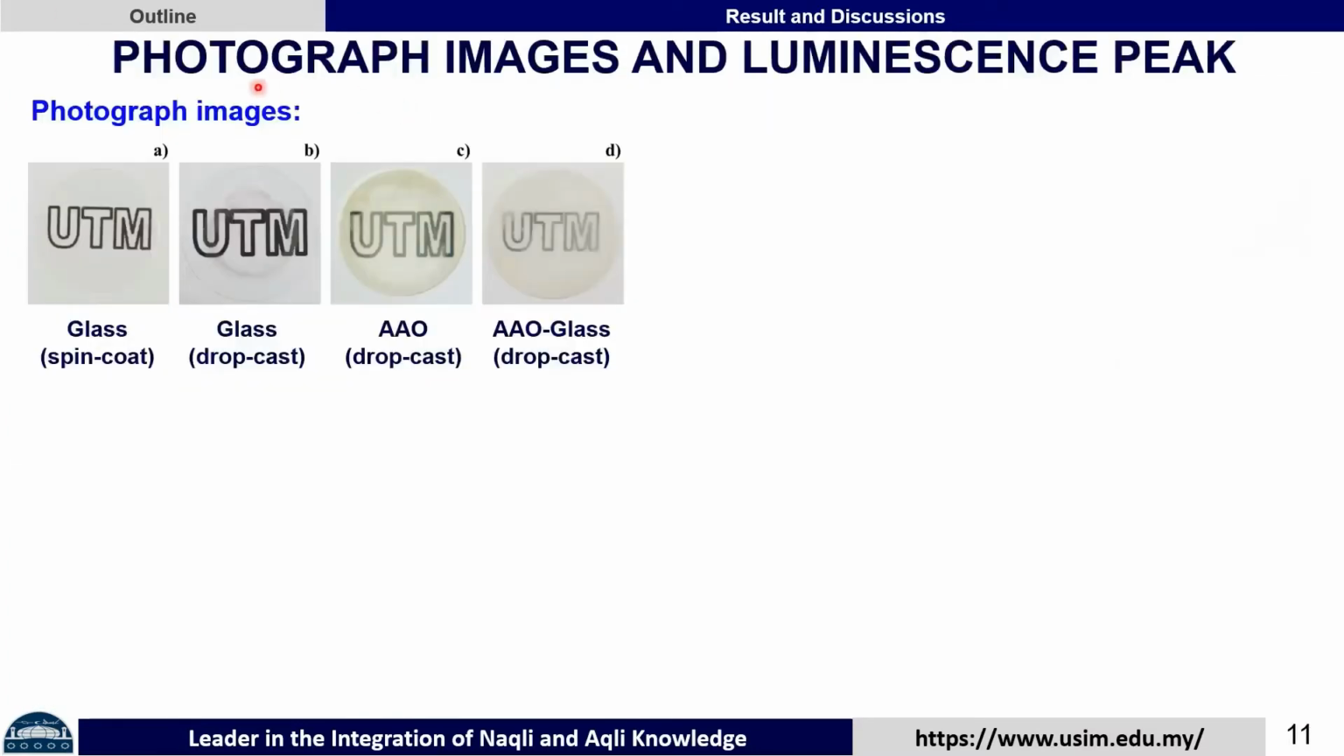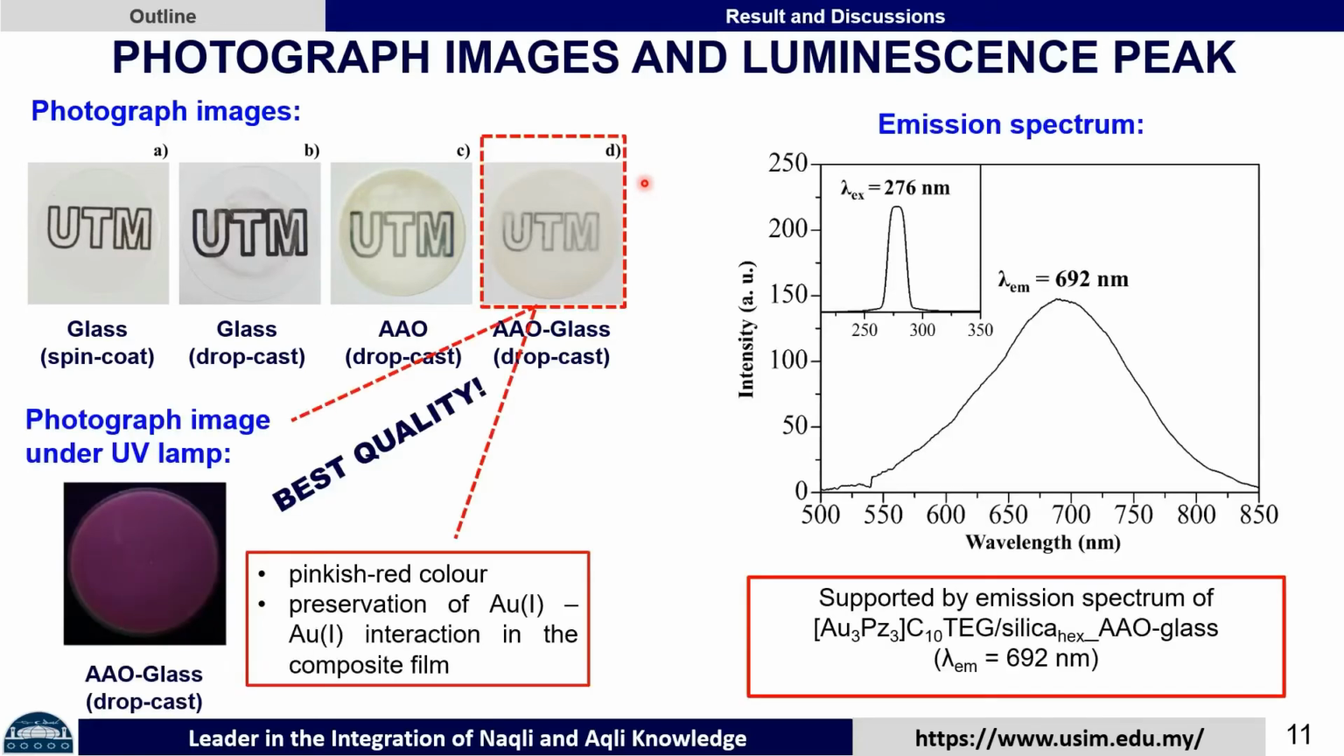These are the photograph images of the resulting nanocomposites after being spin coated on a glass substrate, drop casted on a glass substrate, drop casted on AAO membranes, and drop casted on a combination of both AAO and glass, where the best quality of film was seen on the AAO glass, which is in good agreement with the comparison in the previous slide.